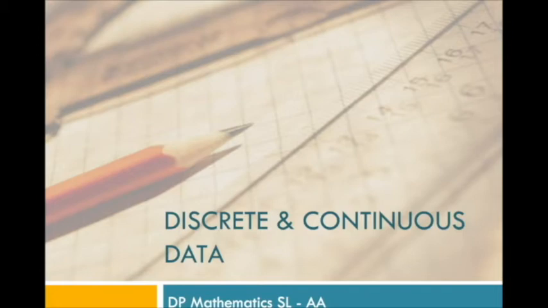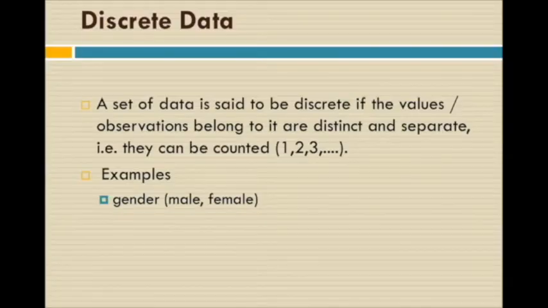When we are about to present our data, first thing first, we need to decide whether our data is discrete or continuous. So let's go through these two types of data. Discrete data is basically something that you can count. For example, the number of people, number of fruits. So those are discrete data, right?